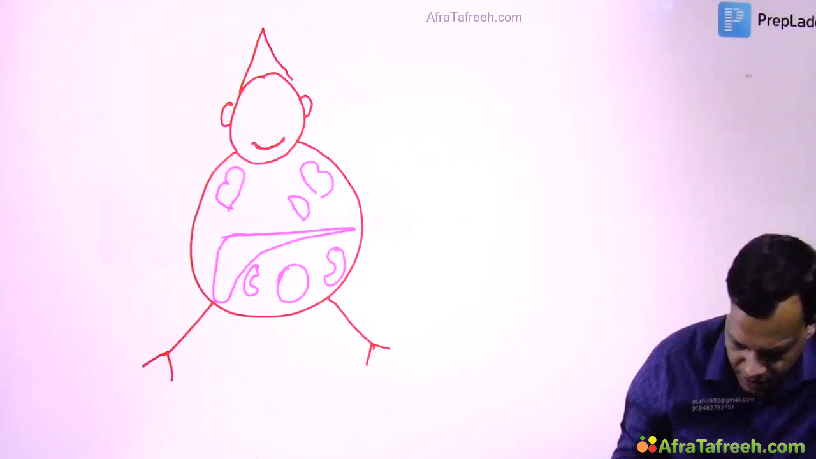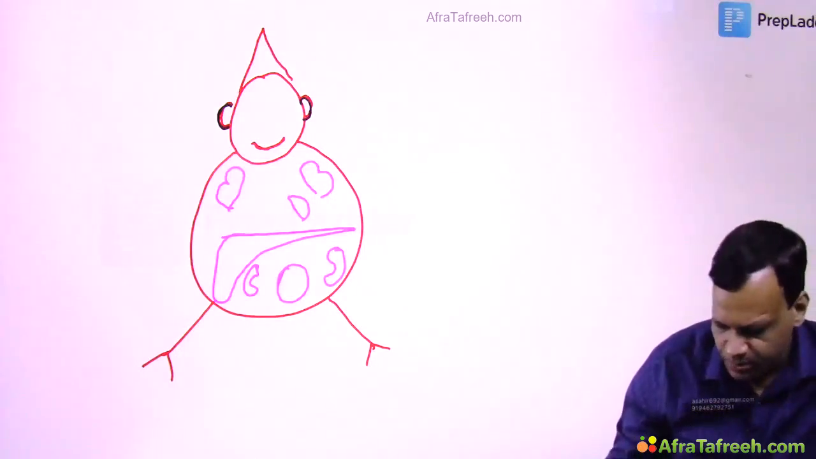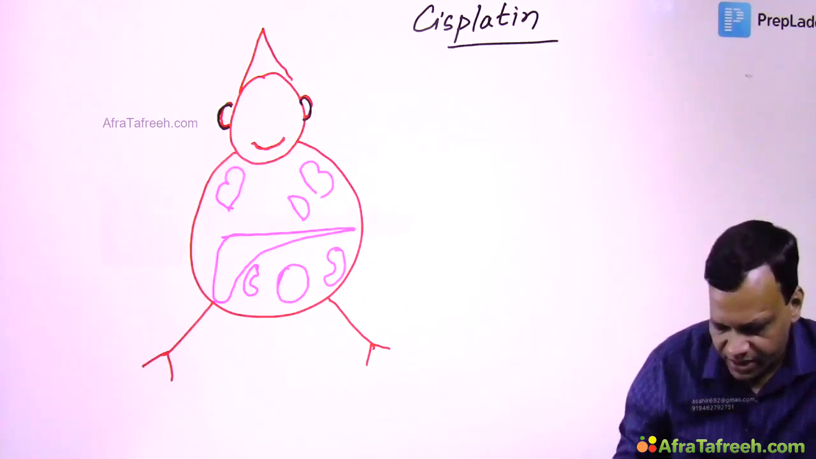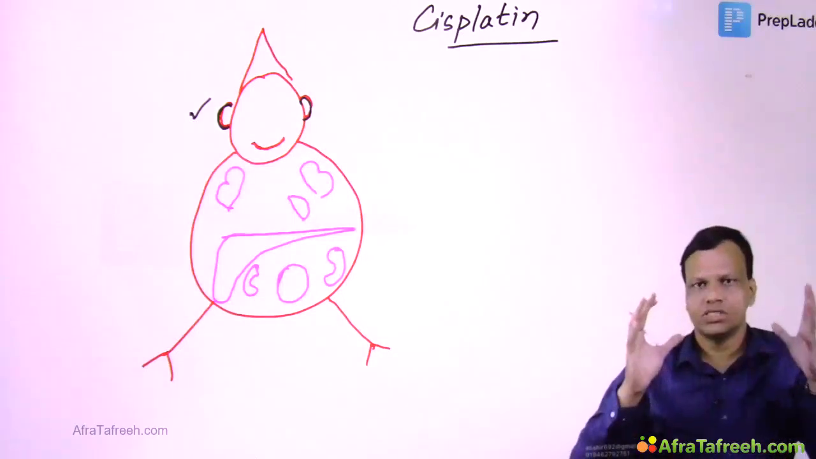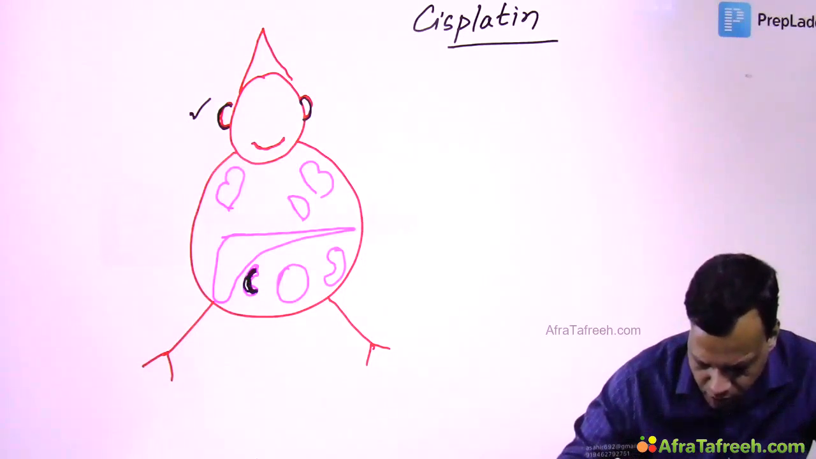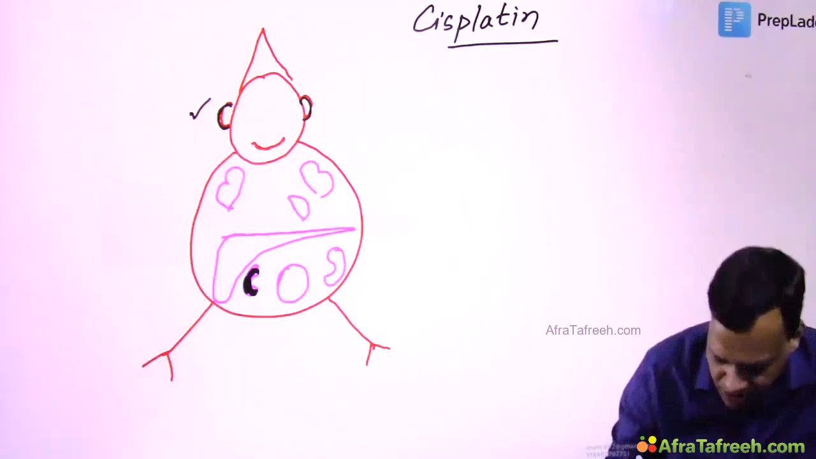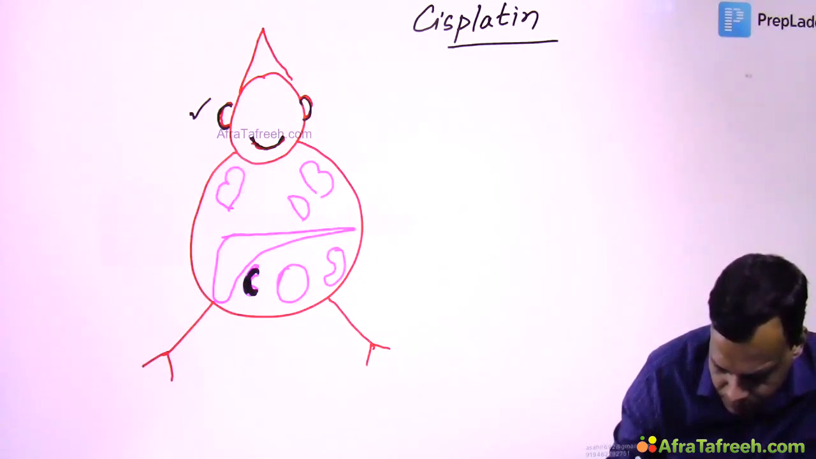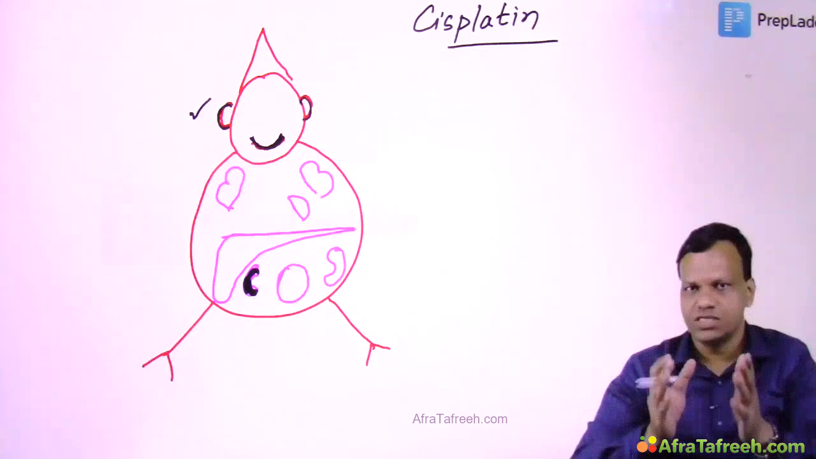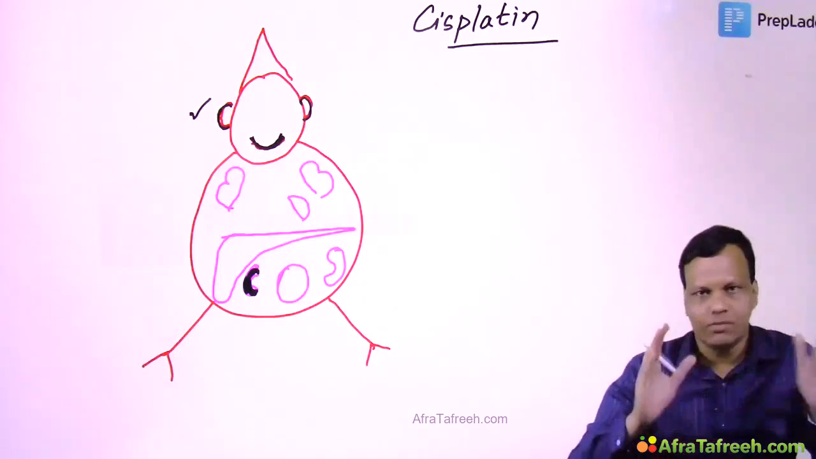If you see, the ear looks like C. So C stands for cisplatin. And cisplatin can affect the ears. That means it is ototoxic. Now if you see the kidney also looks like C. So cisplatin is nephrotoxic also. And if you see the smiling face also looks like C. So cisplatin can cause vomiting also. So cisplatin is nephrotoxic, it is ototoxic, and it is the most emetogenic anti-cancer drug. So you can remember that.